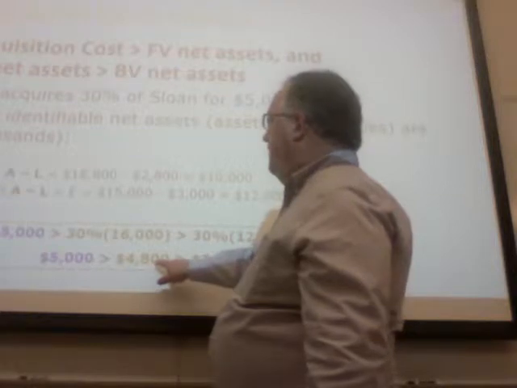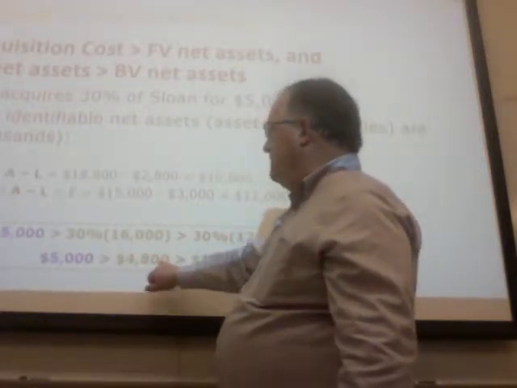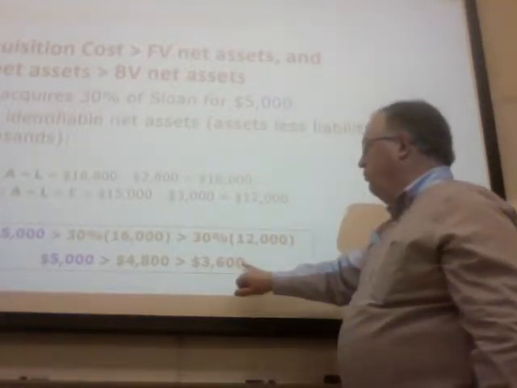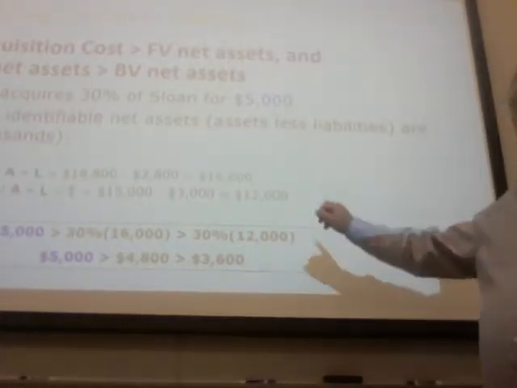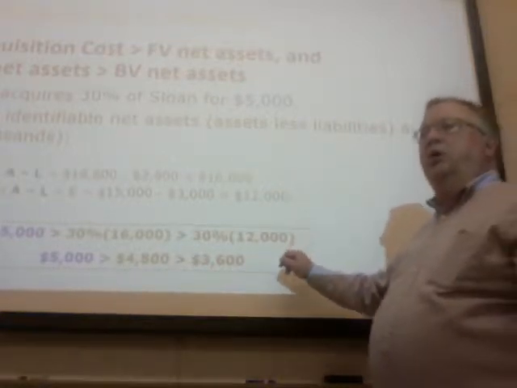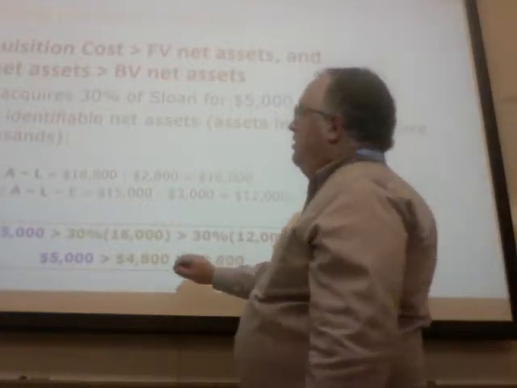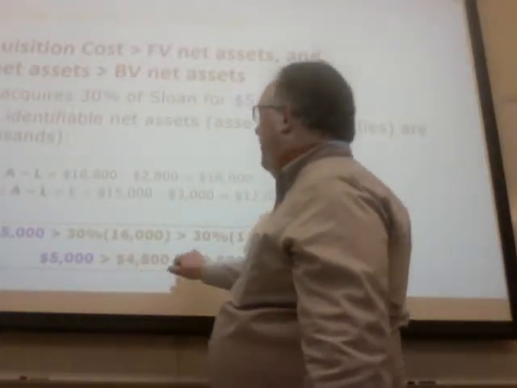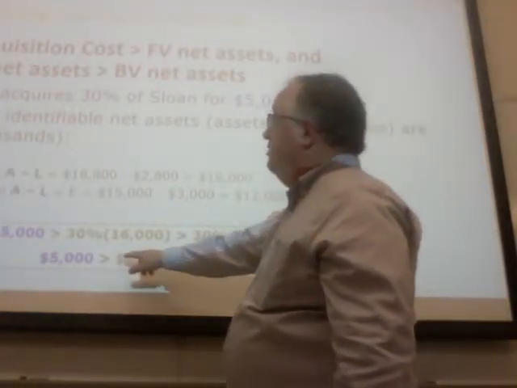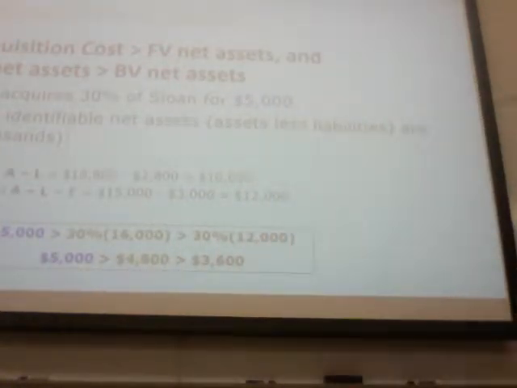These are our numbers here where we do the computation. This is what we paid. The fair value of what we bought was $4,800. The book value of what we bought was $3,600. Does everyone see how we got those numbers there? Because this is important as we get into later computations throughout this course in applying the equity method. Purchase price, fair value, book value. And so this has those differences.